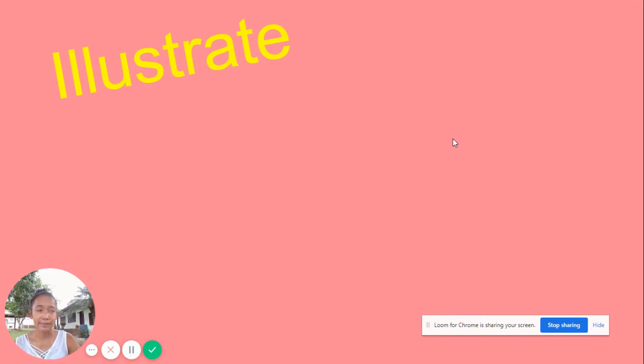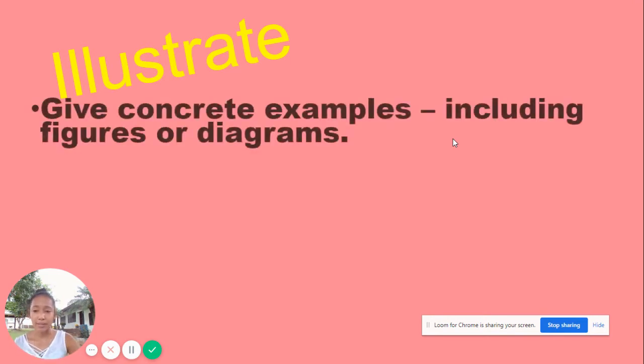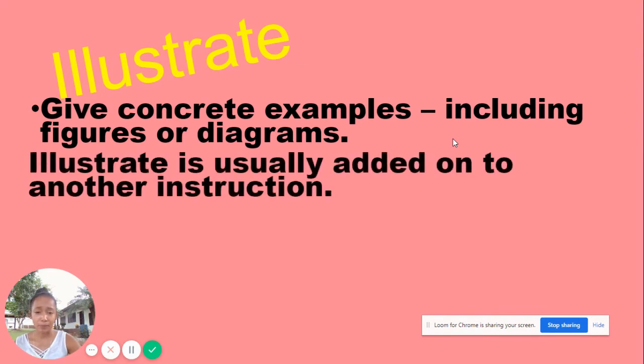Illustrate. People, when they illustrate, they're creating pictures, right? Creating images. Now, in writing, it refers to creating images using examples. So if they ask you to illustrate something, they're asking you to give concrete examples, which include figures and diagrams, meaning like images, percentages, and the likes.